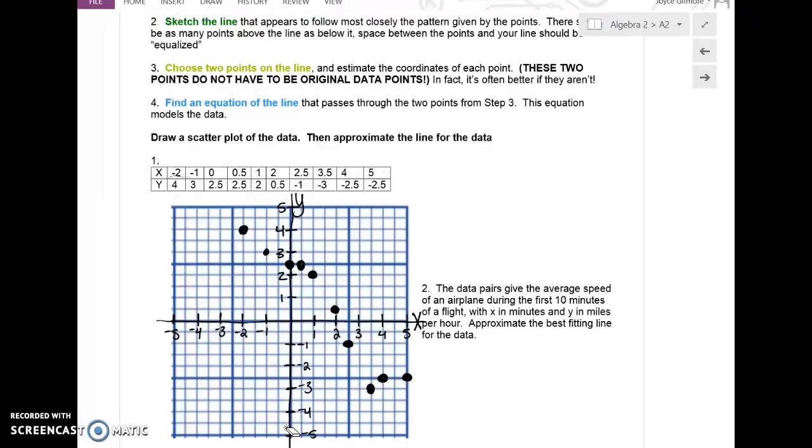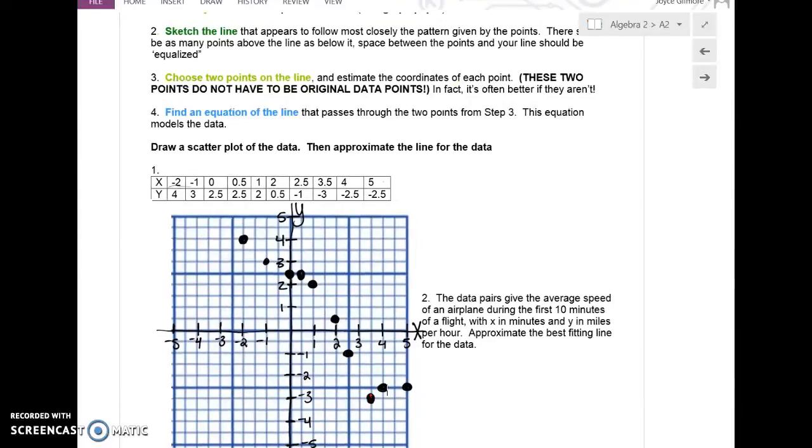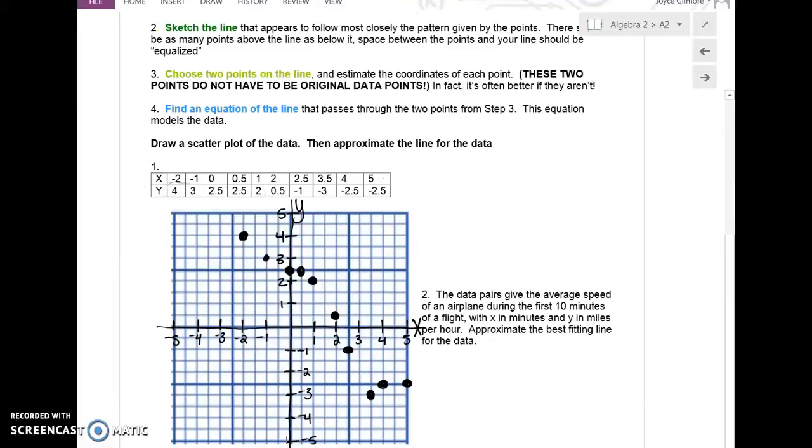Envision trying to find the distance between each point straight to the line and try to make that as similar as possible, even out the space. If there's one point, like this one right here that I just dotted with red, that is kind of farther away from the rest of the pattern, that one might be farther away from your line. That is okay. So I'm going to try to draw in a line.